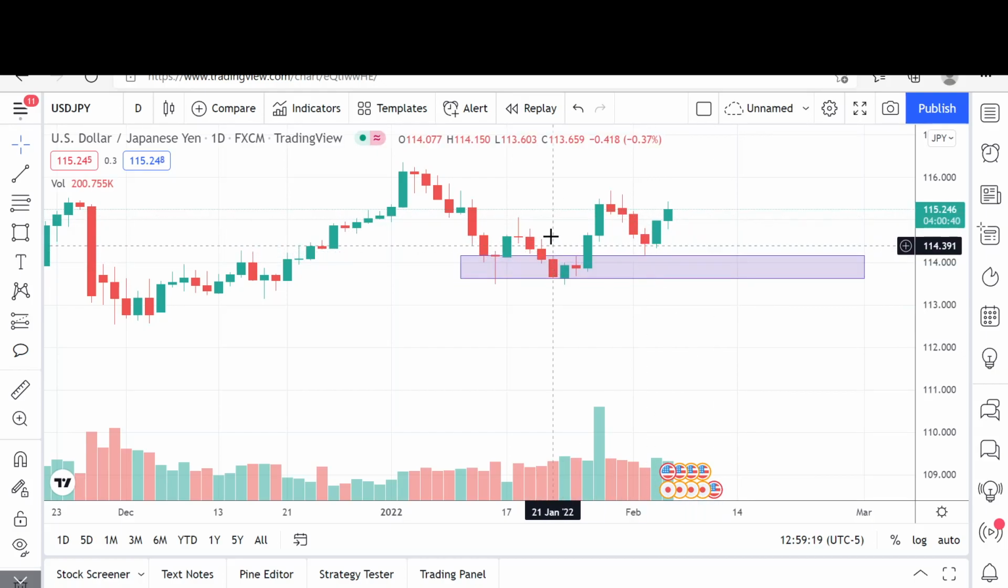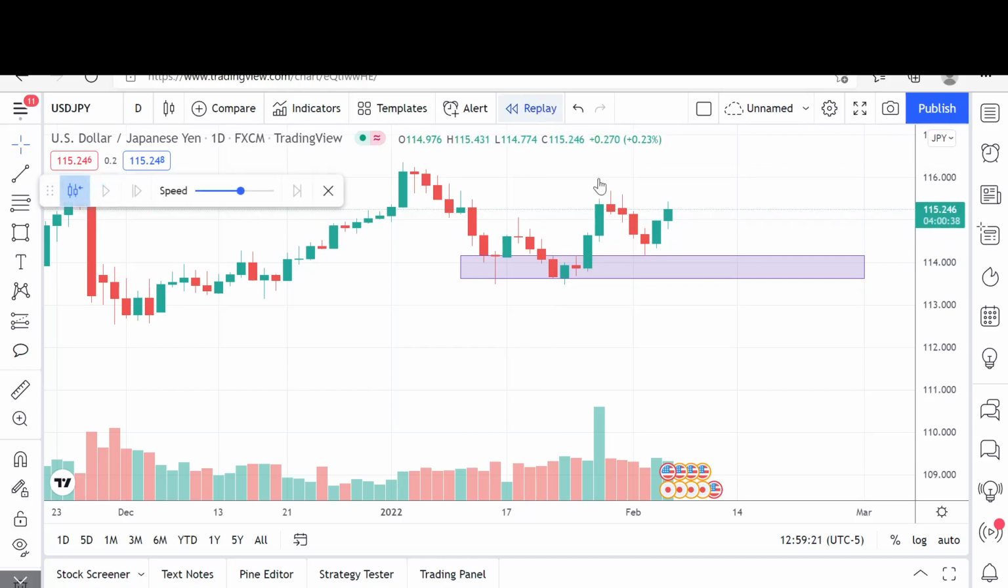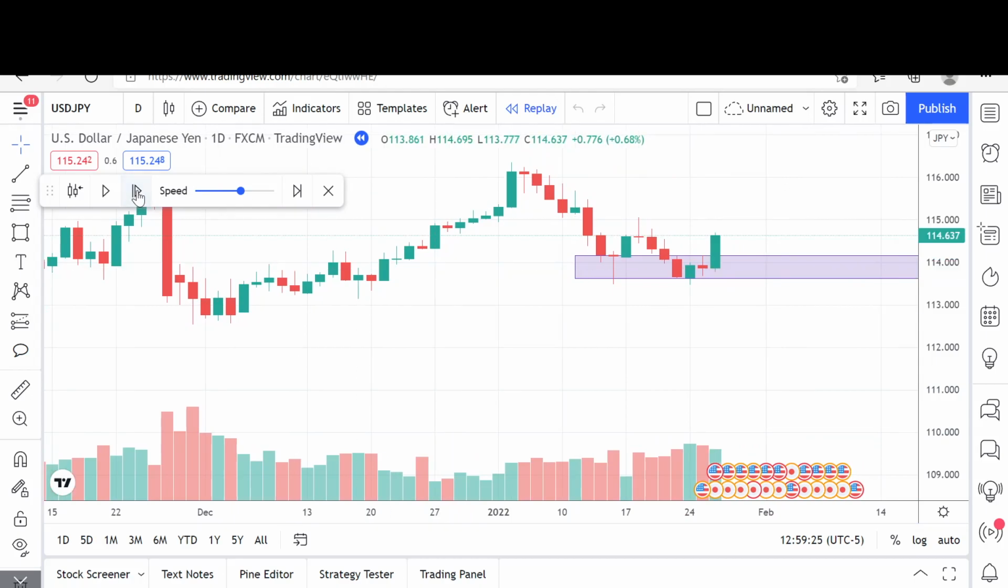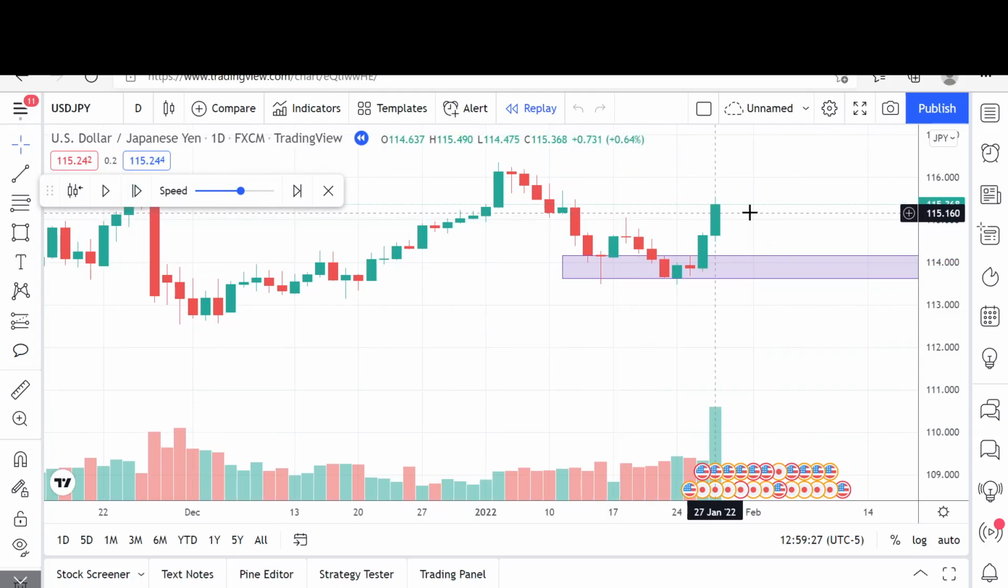Last bearish candle prior to the breaking structure. Let me replay this for you. This is where the move originated. Boom, breaking structure right there. As soon as it broke this swing high, that's a breaking structure.